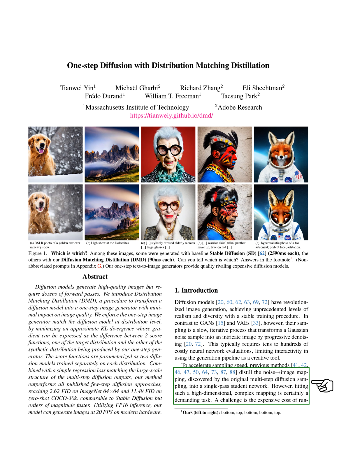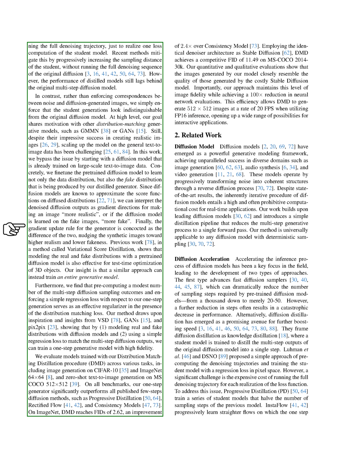To speed up this process, previous methods have tried to simplify the noise-to-image mapping process into a single step. But this is a complex task and can be quite demanding. One of the challenges is the high cost of running the full denoising process just to calculate one loss computation of the simplified model. Recent methods have tried to overcome this by gradually increasing the sampling distance of the simplified model, without running the full denoising sequence of the original diffusion. However, these simplified models still don't perform as well as the original multi-step diffusion model.